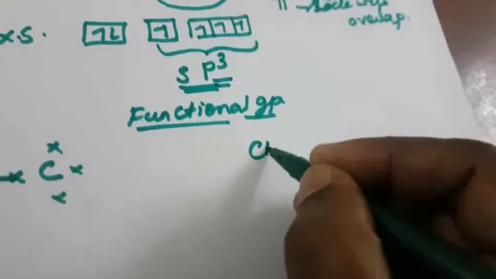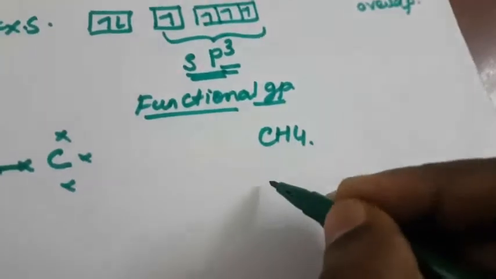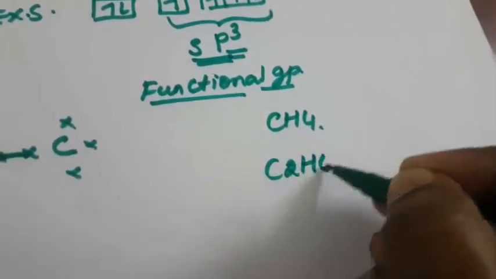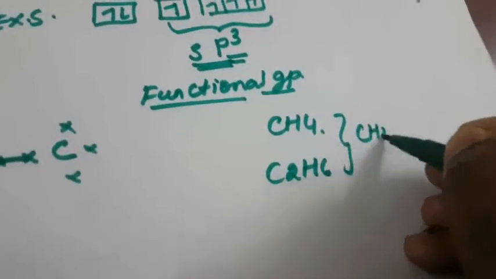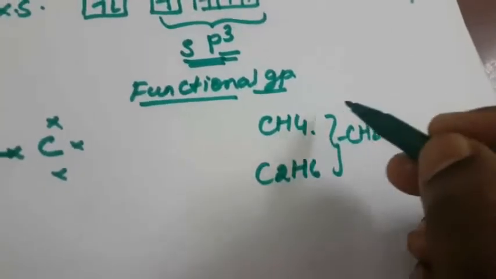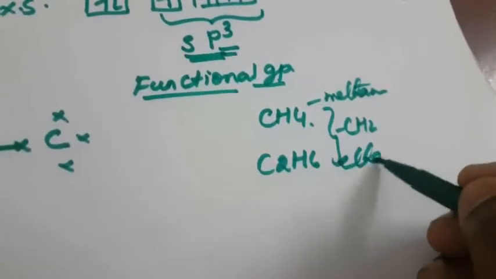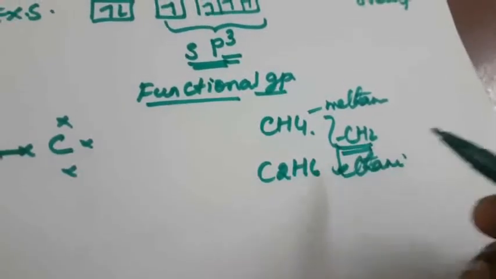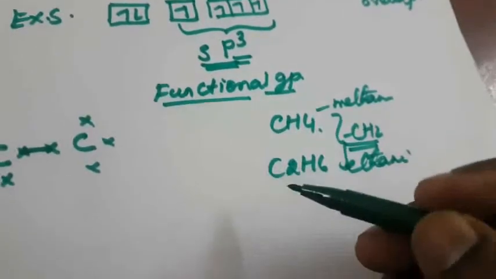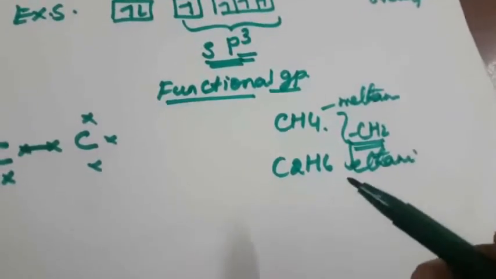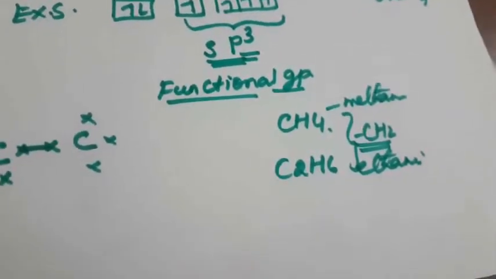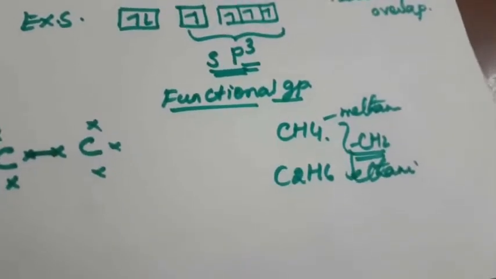Here I am writing the example. CH4 is methane. What is ethane? C2H6. What is the difference between them? It is CH2. This is called methane and this is called ethane. The difference is CH2, that is the alkane series. Another one is alcohol: ethanol, propanol. The similar difference there is also called a homologous series.